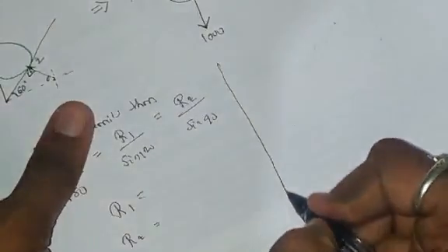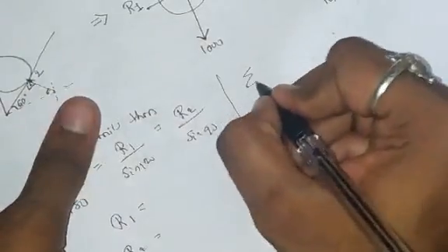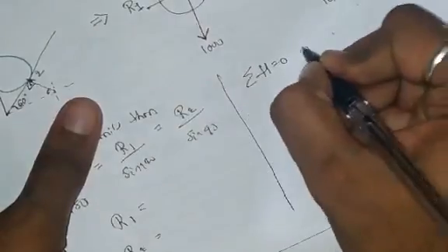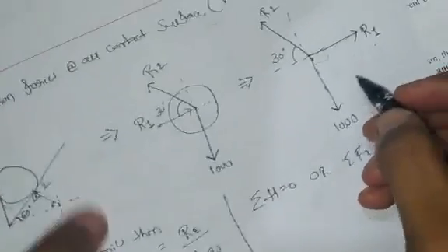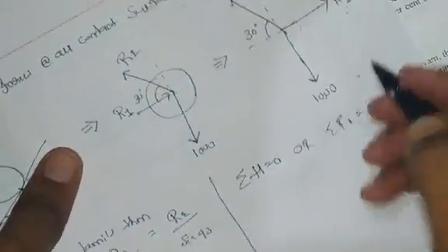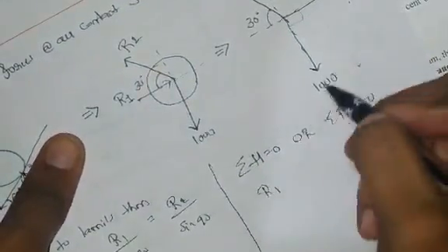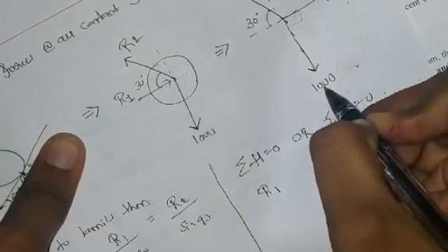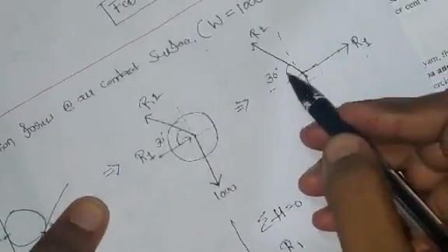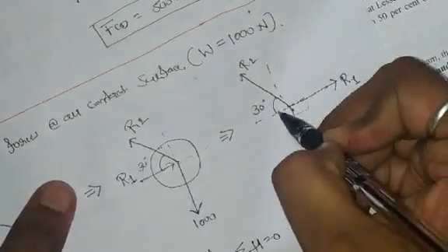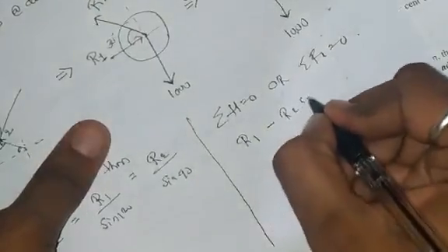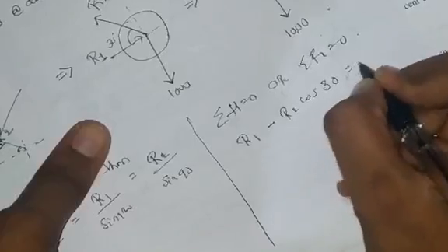Or if you don't understand how to use Lami's theorem, you can use equations of equilibrium, that is summation of horizontal forces equal to 0, or summation Fx equal to 0. So if you use summation Fx equal to 0, you can see here it is plus R1, and 1000 is 0 because it acts purely along the y-axis. R2 is acting in the second quadrant, that means the x component is negative, so minus. I will take theta with respect to the x-axis, that means the x component is cos, so minus R2 cos 30 is equal to 0.